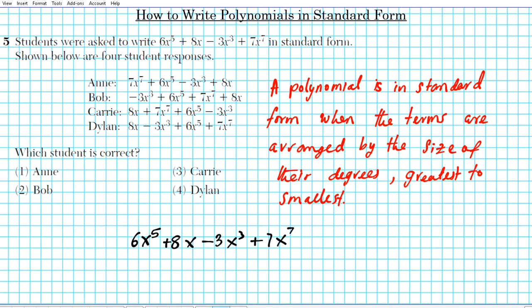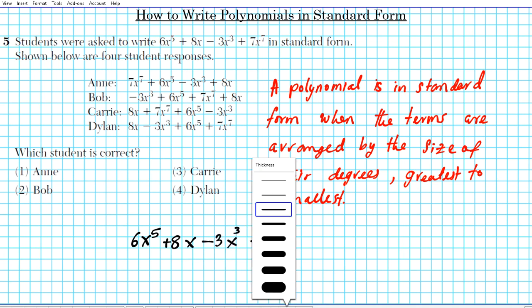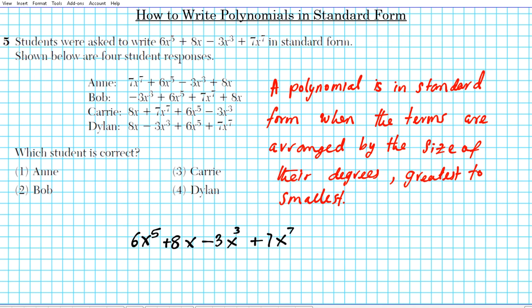So what we're going to do is we're just going to take a look at the size of the degree of each term. Alright? And then the biggest one is the one that's going to come first. And then we're going to go down in order. Alright, so let's take a look at all of them right here. Which one is the term with the biggest degree? That's going to be first.